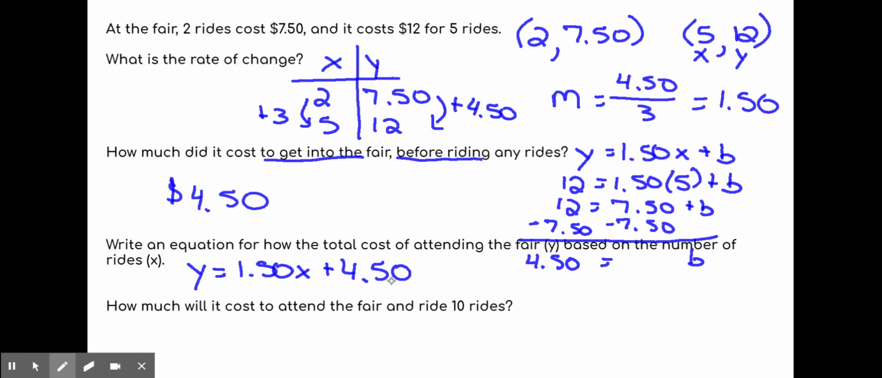Now let's take it one step farther. It says how much will it cost to attend the fair and ride 10 rides? So what's it going to cost me if I go to the fair and ride 10 rides? Well, what did they give me here? They gave me the independent variable, right? 2 rides, 5 rides, 10 rides. So they told me that x is 10. So plug in 10 for x and tell me how much it costs to ride 10 rides if you go to the fair.